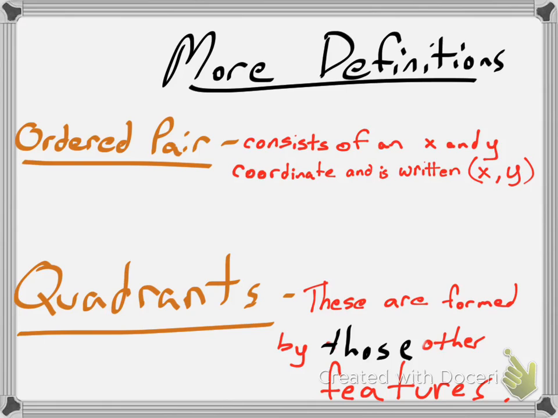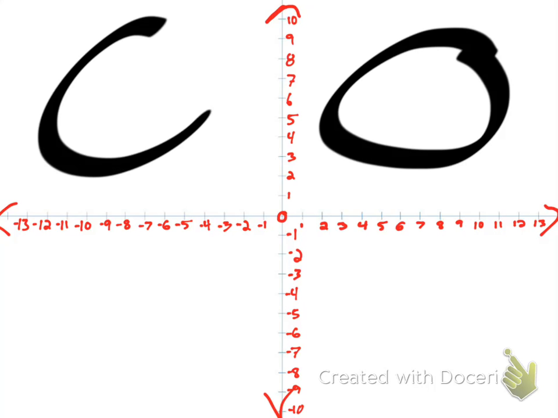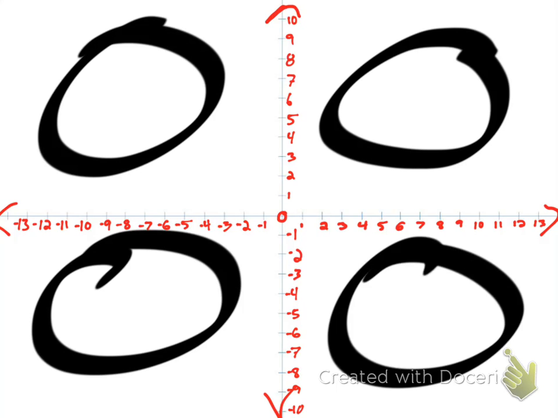It's always like that. It's just like the alphabet, x, then y. Quadrants. Quadrants, there are four of them, and they're formed by the other things that we've talked about. So they're formed by the axes and the origin. They create four different spots, planes, that are called quadrants. So let me show you. Here's quadrant, here's a quadrant, here's a quadrant, here's a quadrant, and here's a quadrant.